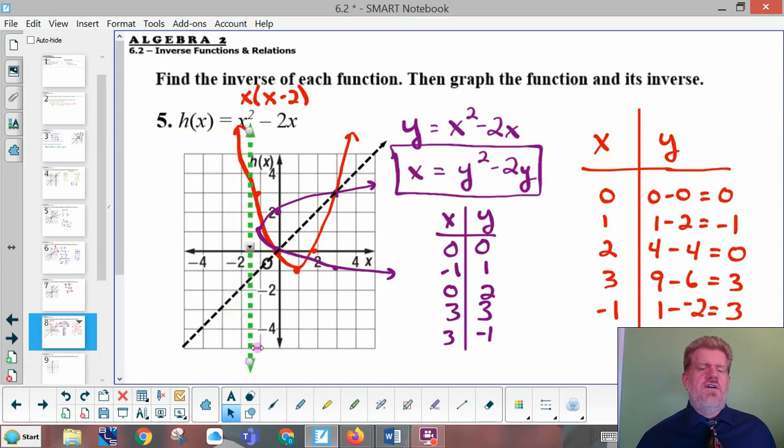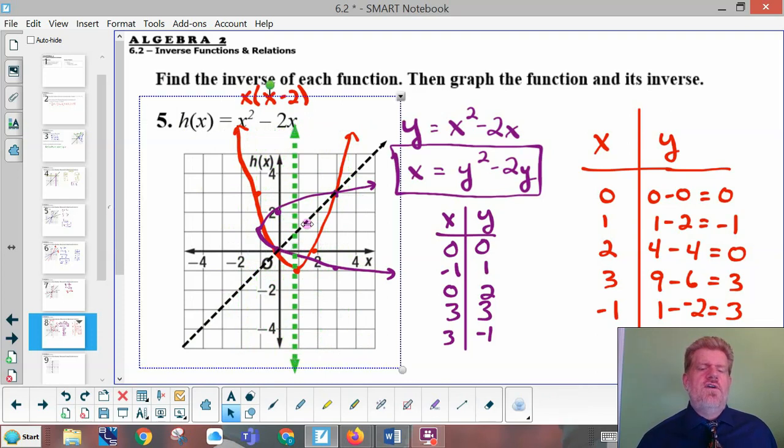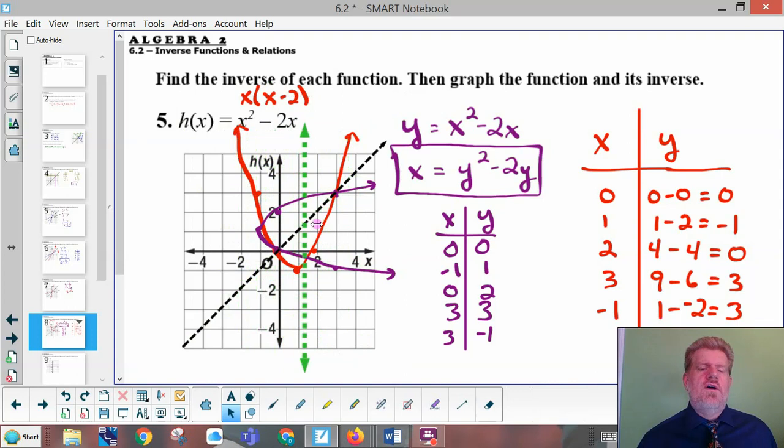Now this red graph is fine. Every x value has one y value. But what about that purple graph? There I'm okay. But as soon as I hit there, don't I have two x values, like there and there? I have two x values for every y value. That's not a function.